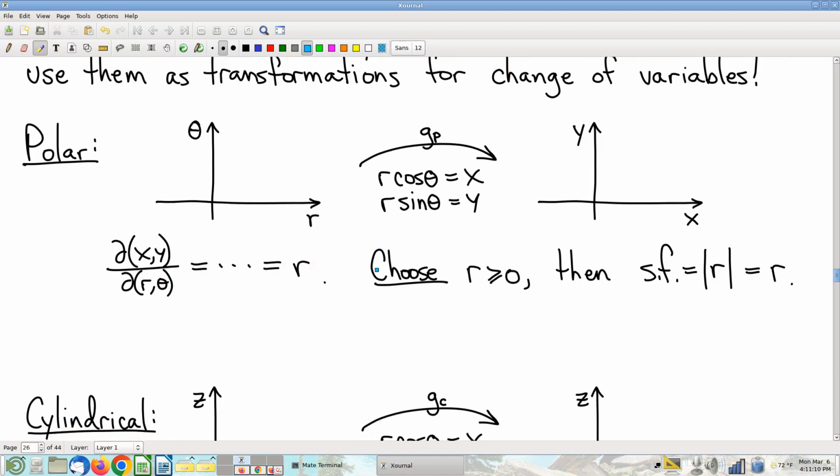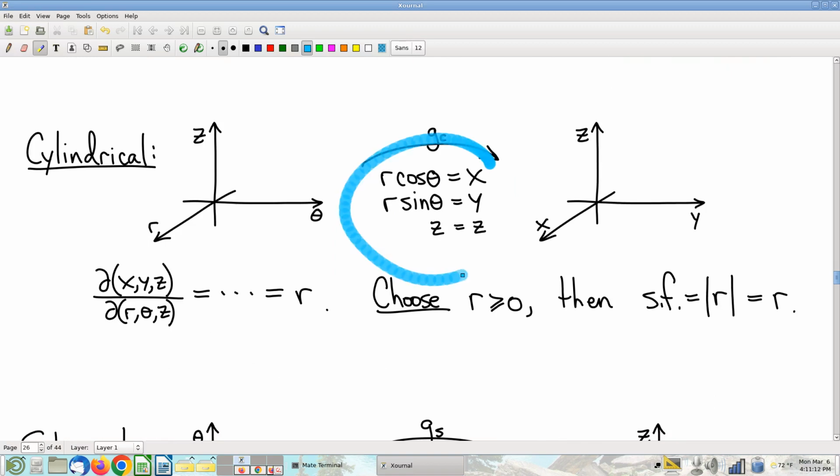Okay, ditto for these others. A little bit more effort here. This is 3 by 3, but there's some zeros involved, and it's not that bad of a calculation. Again, it ends up being r. Again, no surprise. We know cylindrical coordinates is pretty much polar coordinates, just also z. So it's no surprise you get the same stretching factor, hopefully.